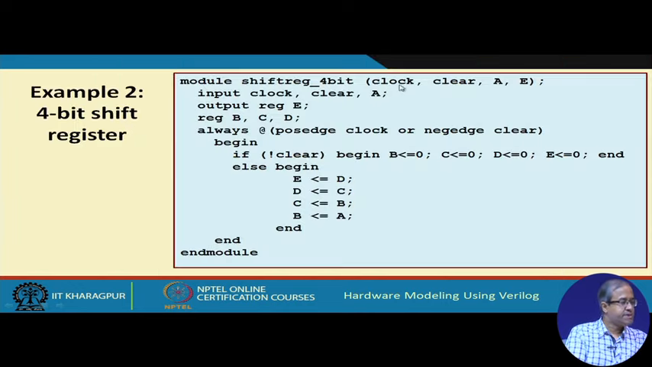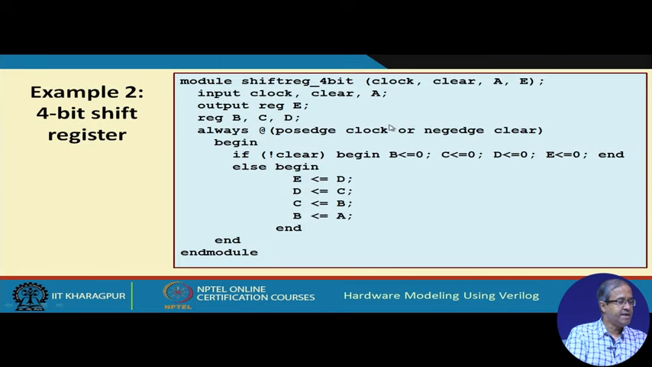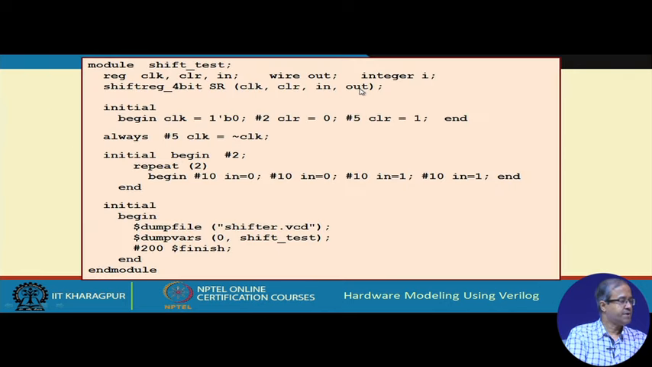See, in this shift register, the inputs are clock and clear, and the others are the outputs A, B, C, D. So, we have instantiated the shift register with clock and clear, and here we are calling it in and out. This part I am explaining. Here let us see what we are trying to do.